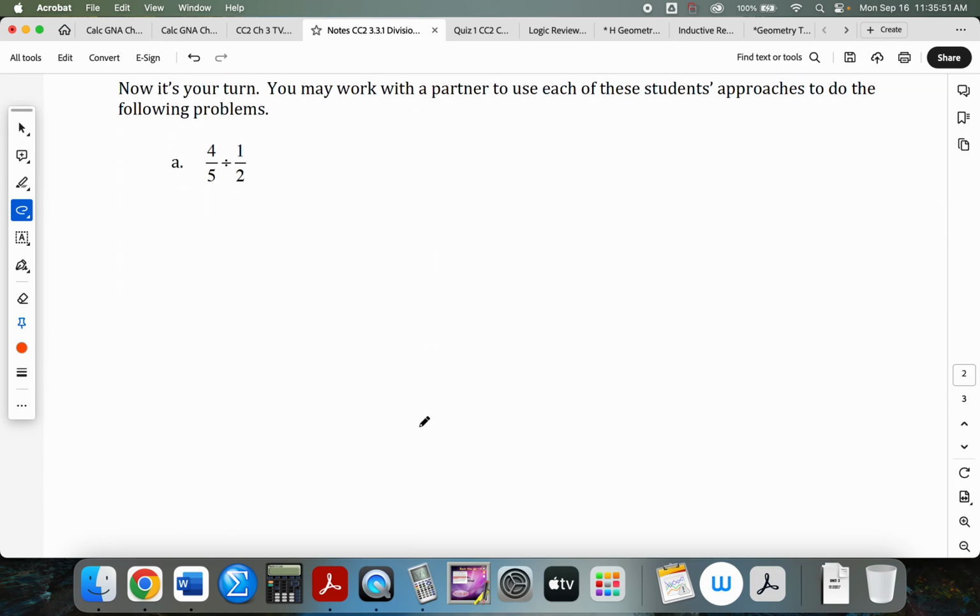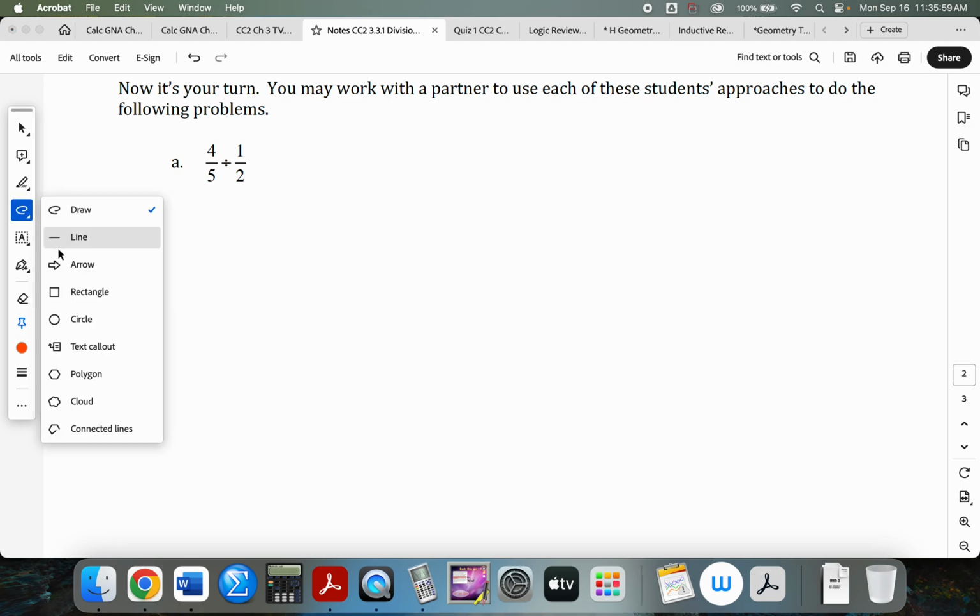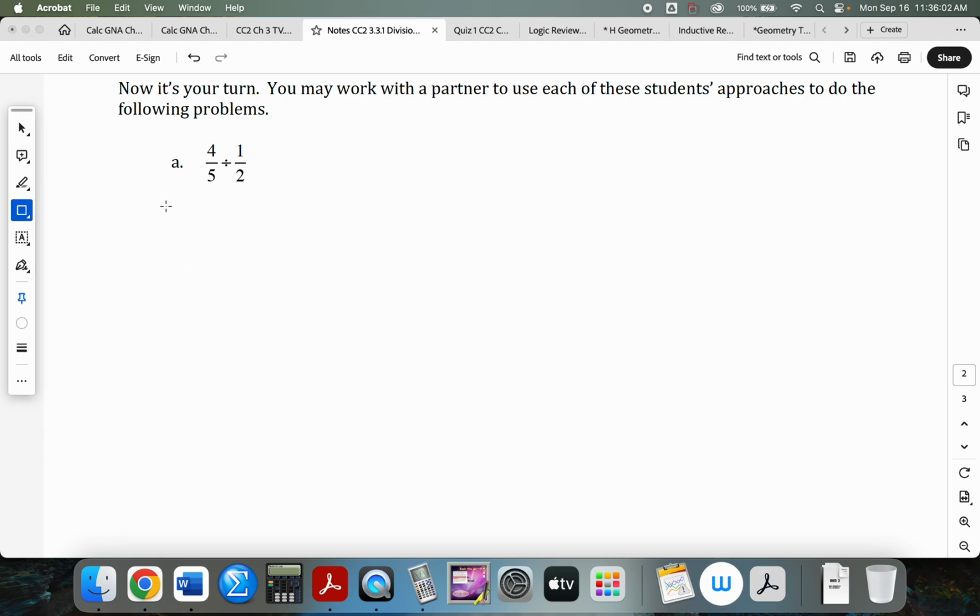So let's take a look at these. We want 4/5 divided by 1/2. So I'm going to start with a square. I don't want that one. I want something bigger. Why is this being that way? Interesting. All right, and then I want to divide it up into 5 equal pieces and shade in 4 of them.